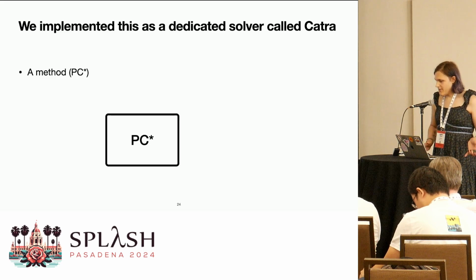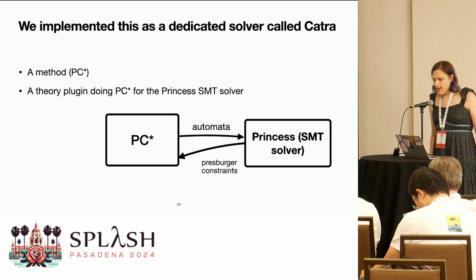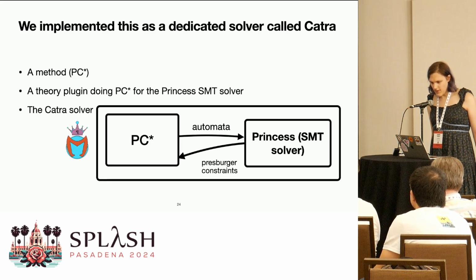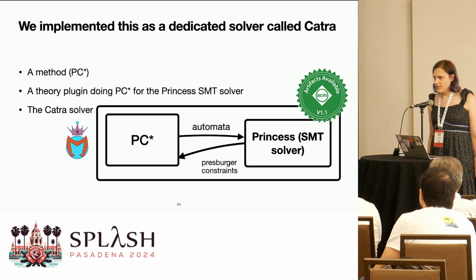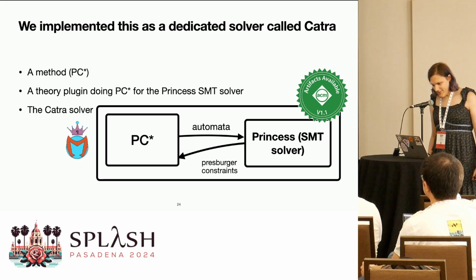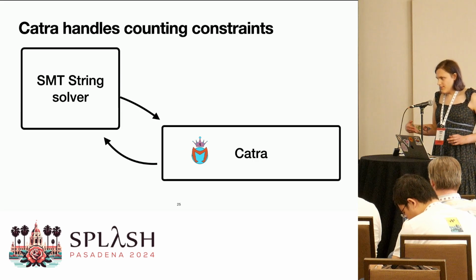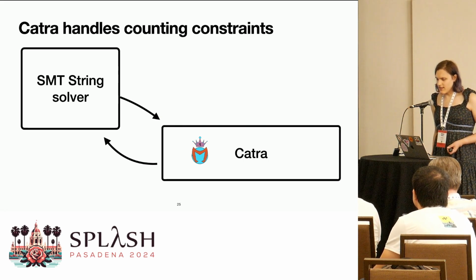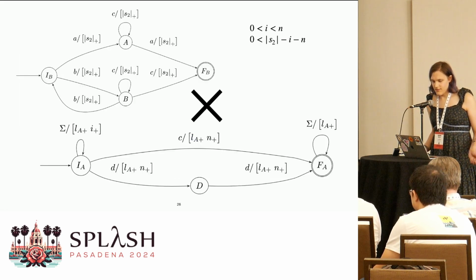Catra consists of the method itself that we call PC star. This is the thing that you can generalize and use in other products. It talks to an SMT solver, in our case the Princess SMT solver, and Princess handles linear constraints for us. And that is the artifact that we submitted as well. So this is sort of the output more concretely. This is meant to be used by an SMT string solver. So the string solver asks this entire thing to handle a bunch of constraints that happens during string solving, and then it gets back answers of whether they're satisfiable or not. But you can also hook it in various places.